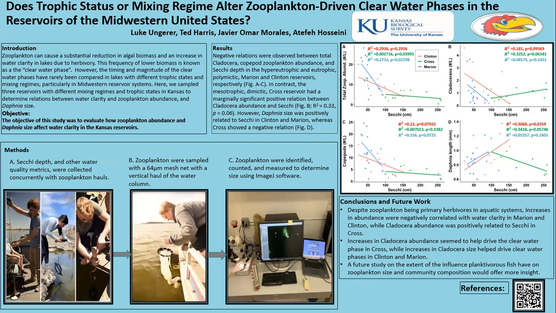A future study that I would like to conduct to help gain more insight on these results would be studying top-down predation having an effect on zooplankton size distributions and community compositions, such as planktivorous fish populations in the water column. Thank you.